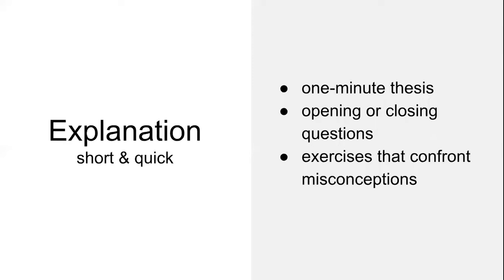So some things that you could think about in terms of explanation: for each thing, I have some quick things that you can do and some more long-term things you can do in a class. Short things that you could do are things like the 1-minute thesis. You could do opening and closing questions at the beginning or end of a class, asking what they learned, or framing what the day's topic was or what it's going to be next time. And also specific little exercises that might confront misconceptions that you know are common with whatever topic you're going to cover that particular day.